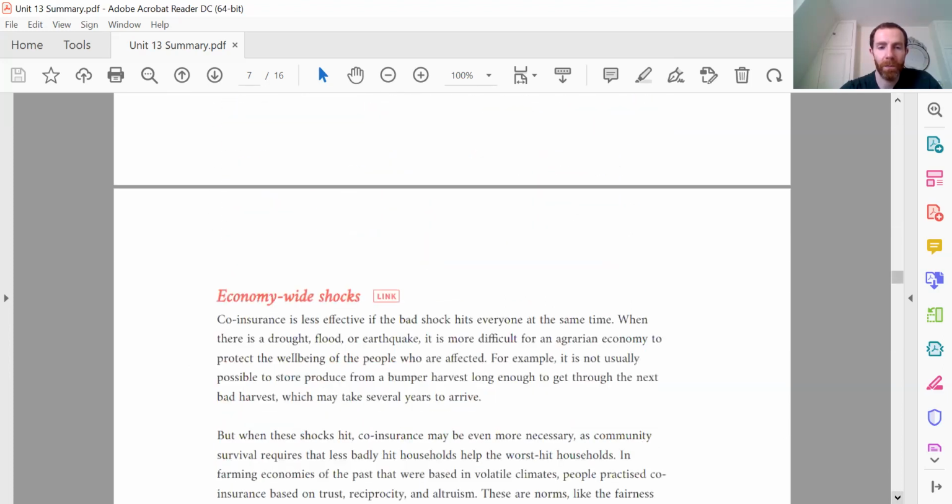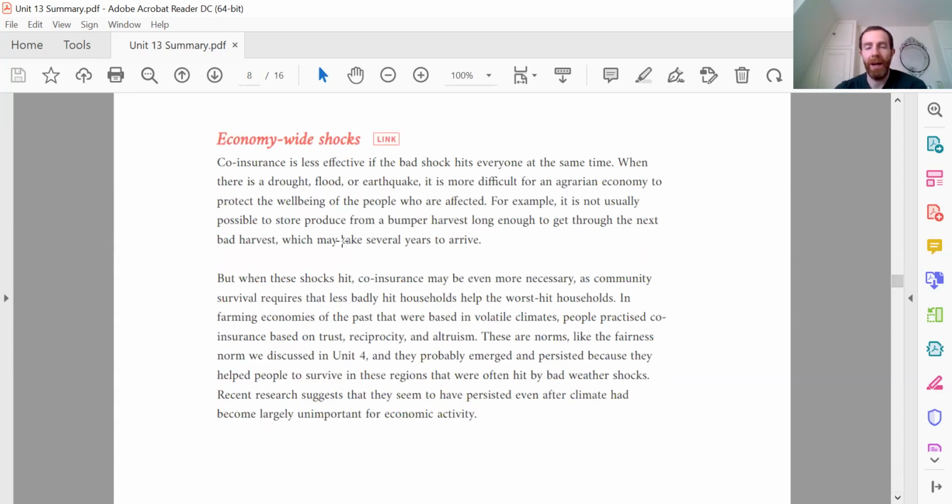Okay, so what about if we have economy-wide shocks? These are things like the pandemic, the financial crisis, even the current situation in Ukraine and Russia, where self-insurance maybe will still be quite effective. If you've managed to put some savings away, you might be able to keep smoothing your consumption. But a big point about an economy-wide shock where lots and lots of households are impacted is that it makes co-insurance a little bit less effective. Because the idea of co-insurance is that the people who haven't been hit so badly by some kind of shock can help out the people who have been hit badly. But if everyone's hit badly, then there's no person to step in and help.